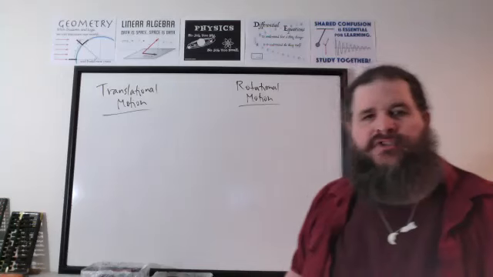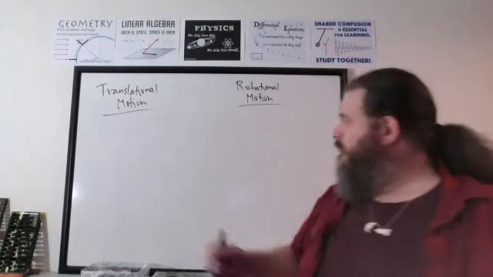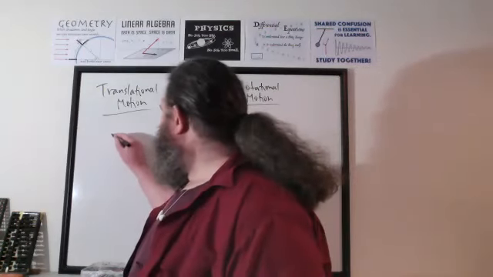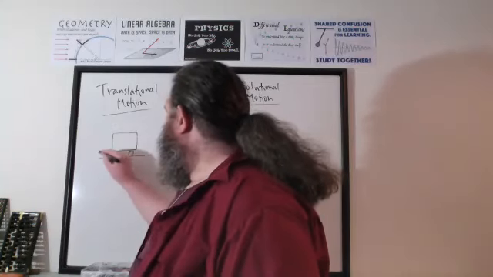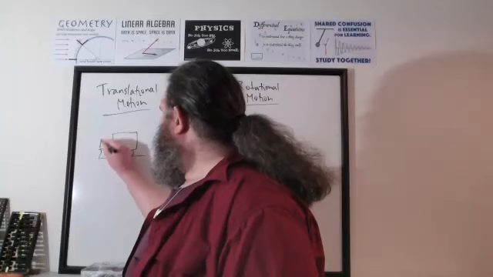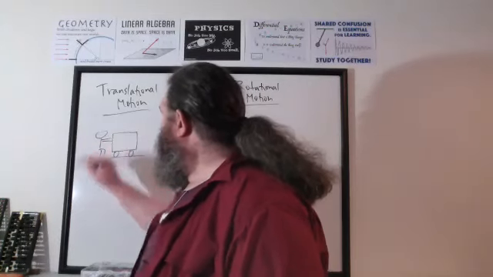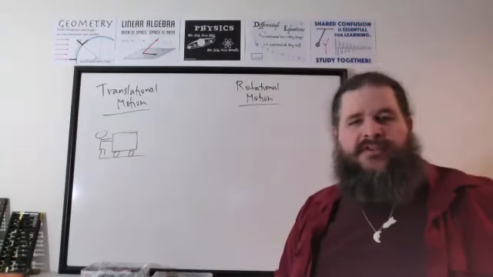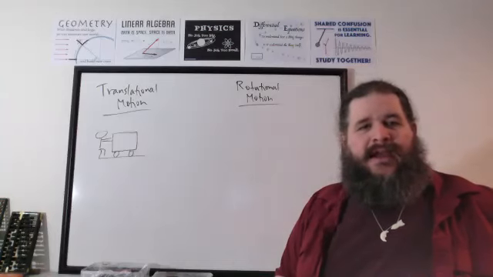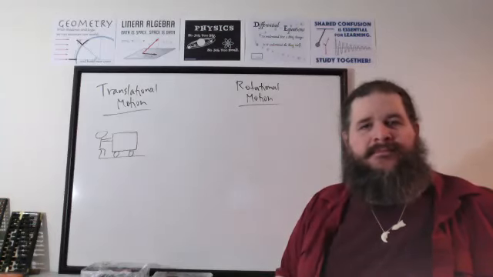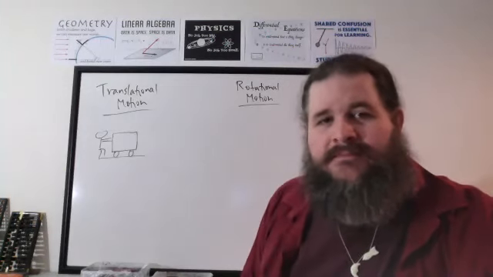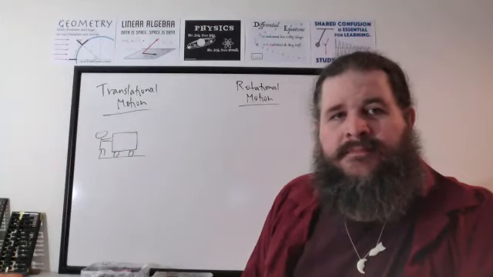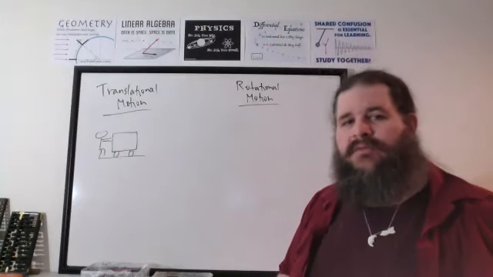For translational motion, let's say you apply a force to an object. If you just got this object, let's assume it's on wheels so we don't have to worry about friction, and you apply a force to it. You apply a force to this object, and what would you expect to happen? Move to the right. Sorry, what was that? Move to the right with the slide. Maybe it moves to the right.